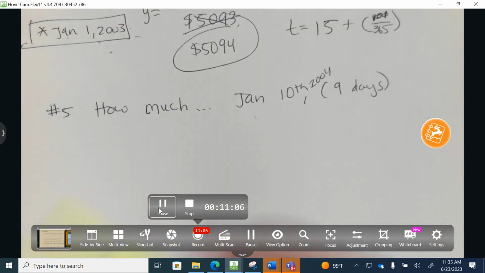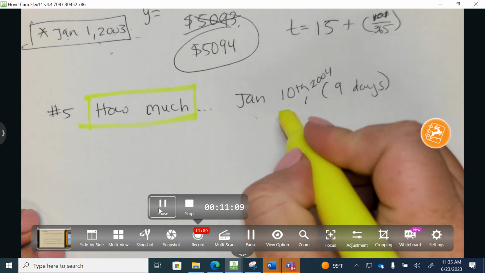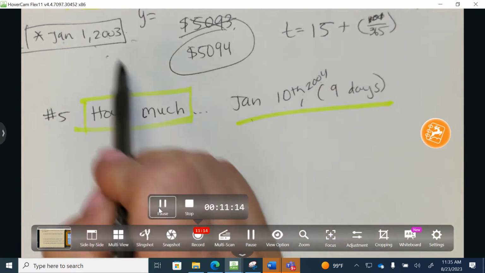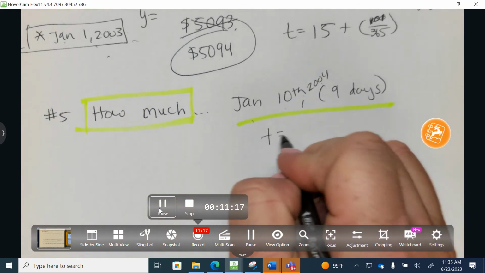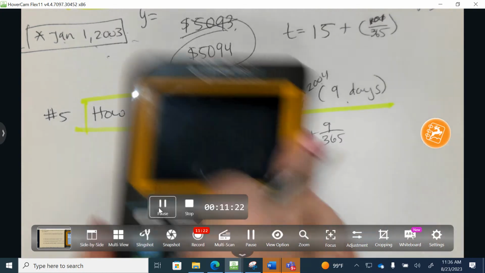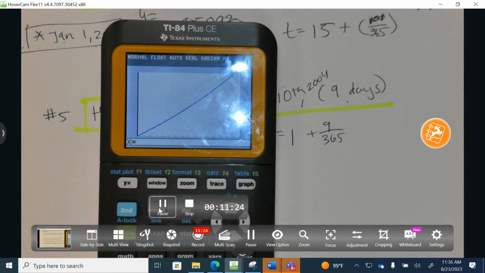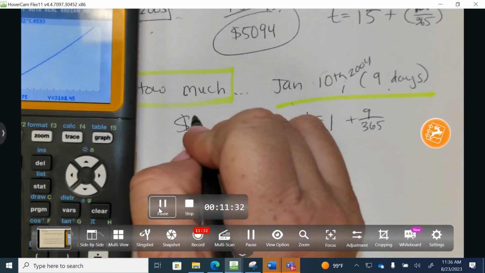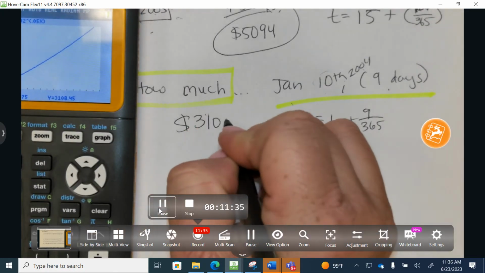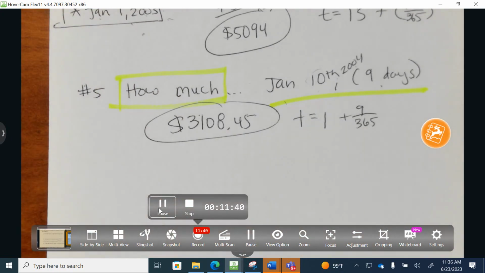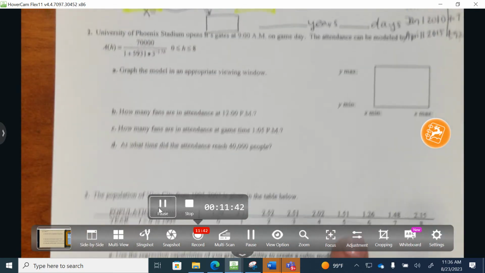Last one here is if I asked again how much, so I'm going to get a Y value. And last one to practice here is January 10th, 2004. So I'm only going up 1 year, so my T value is 1, but I have these additional days, 9 additional days, 9 over 365. Grabbing a calculator, second trace value. I have 1 additional year, and then 9 divided by 365 gives us a Y value of $3,108.45.